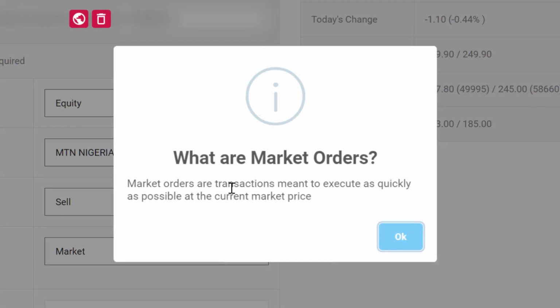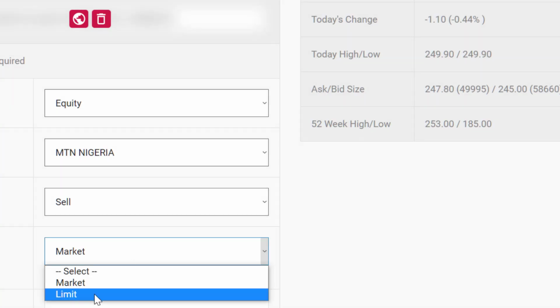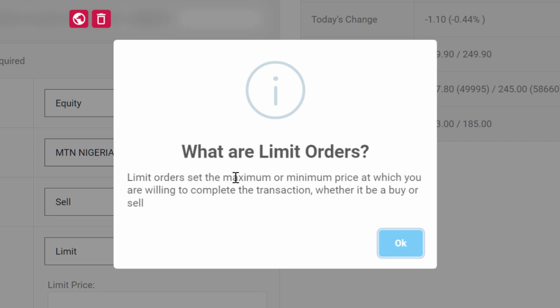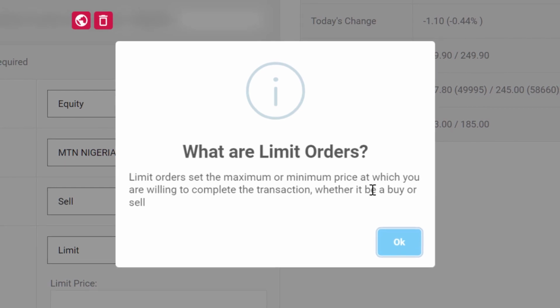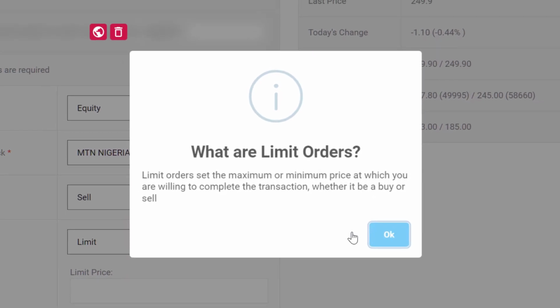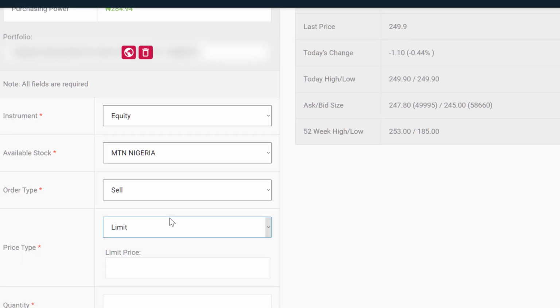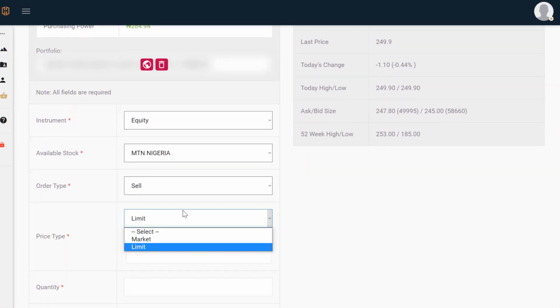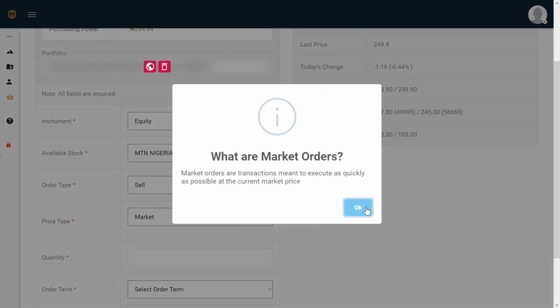Okay, so I'm going to click on okay there and then select the price type. Now the market price type is if you want your transaction to be executed quickly at the current market price. But if you want to set a limit, this is to set a maximum or minimum price at which you are willing to complete the transaction, whether it be buy or sell. So this is like you saying, I don't want to sell below a particular amount or above a particular amount. This is very common. People who do crypto trading will understand this because it's very volatile. On shares like this, it doesn't spike that often. So if you want to sell, 9 times out of 10 you use the market price type.